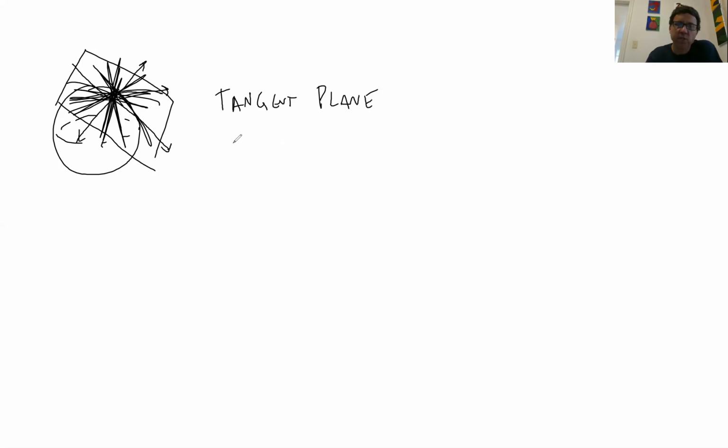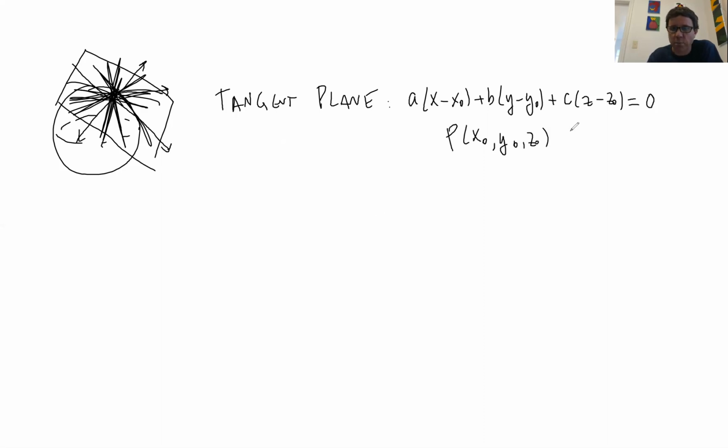So what's the equation of a plane? You've got to go back and ask, hey, what's the equation of a plane? It's a times x minus the x coordinate plus b times y minus the y coordinate plus c times z minus the z coordinate equals 0. So that's the standard equation of a plane, where x naught, y naught, z naught is my base point. So that is my point, and the vector ABC is the normal.